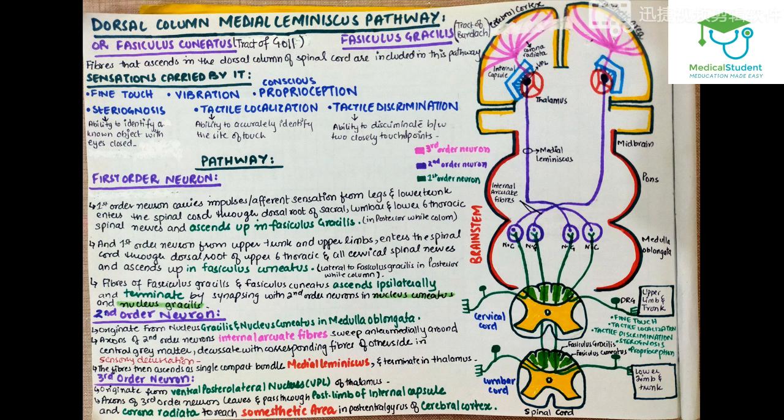Tactile localization, it is the ability to accurately identify the site of touch. Tactile discrimination, it is the ability to discriminate between two closely touched points. Now moving on towards the pathway.